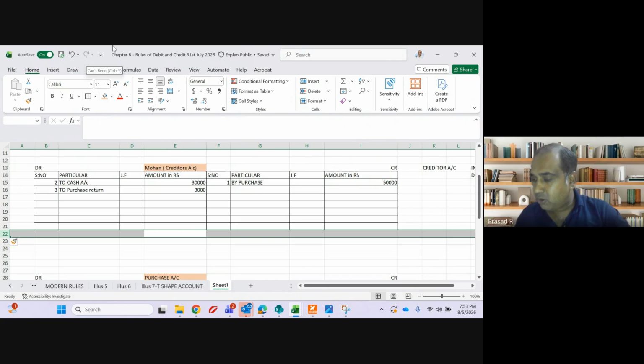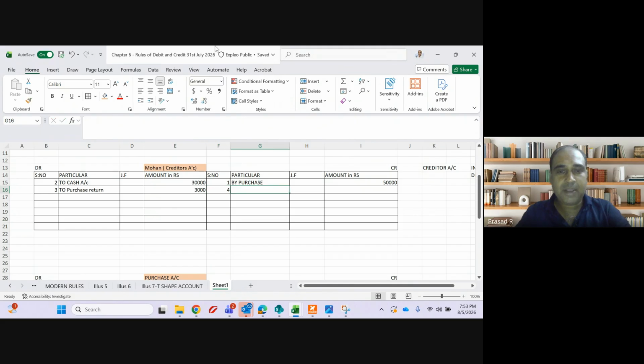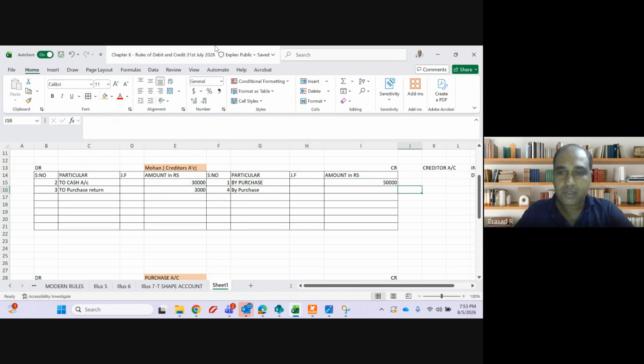Again, goods purchased from Mohan on credit. One more time there is a purchase. This time the purchase is how much? 10,000. Another purchase, same accounting entry, guys. By purchase account debit to Mohan. Purchase 10,000. Now I will total this.